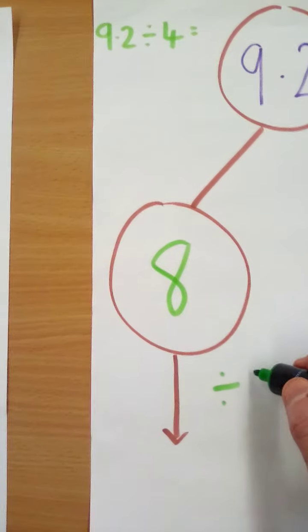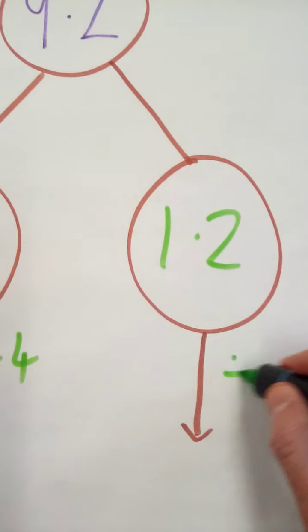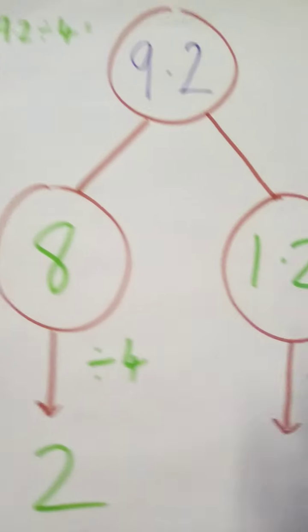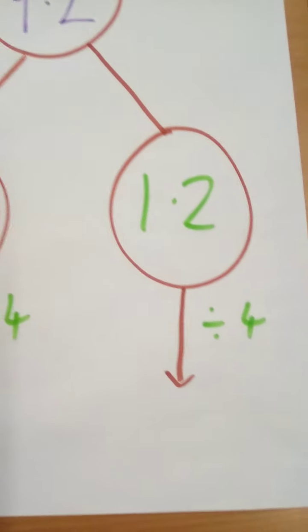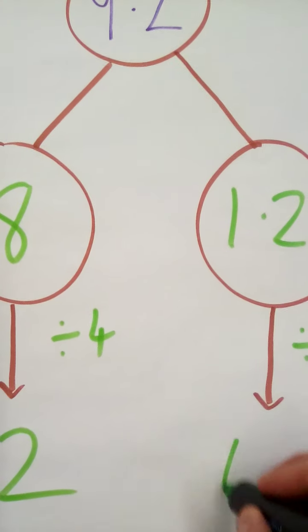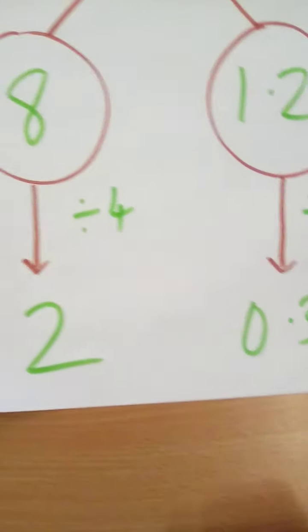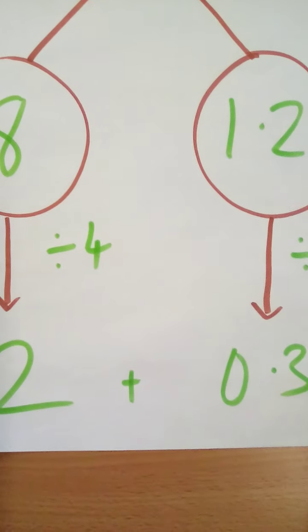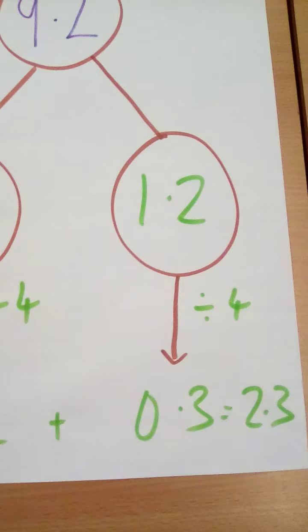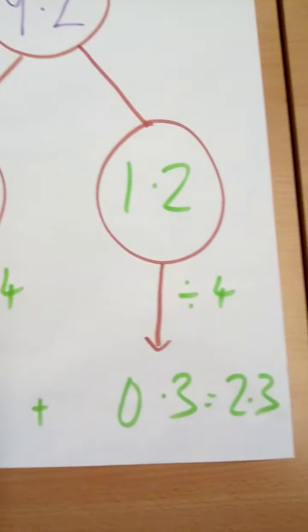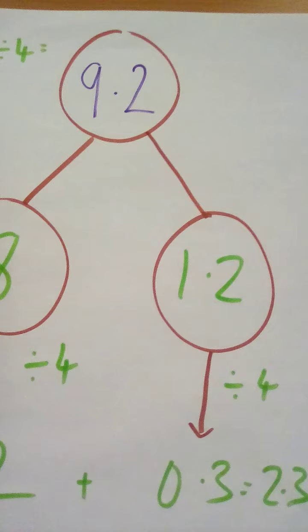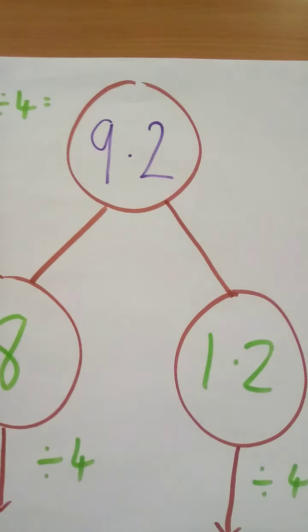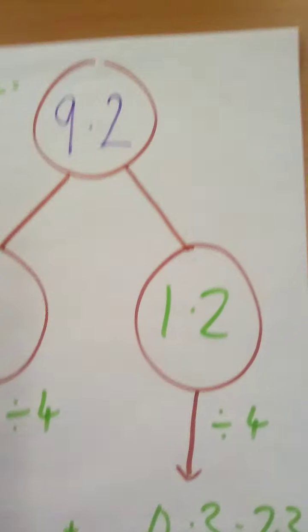So if I write that here and here, we know that 8 divided by 4 is 2. 1.2 split into 4 equal pieces. 1.2 divided by 4 is 0.3. And again, if we recombine those answers, 2 plus 0.3 would give us the answer 2.3. So 9.2 divided by 4 equals 2.3. And you know your bus stop method, your short formal method is a way of doing this, but this was another way, just another method.